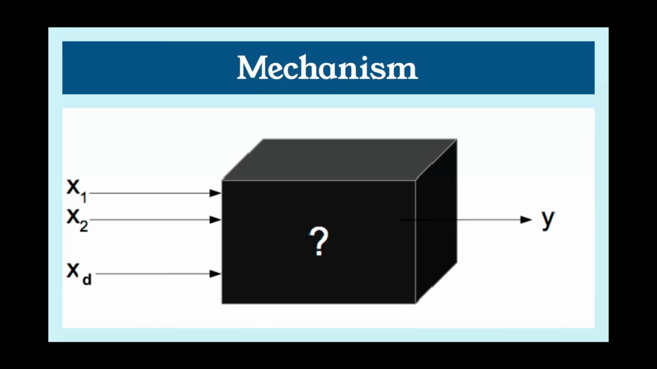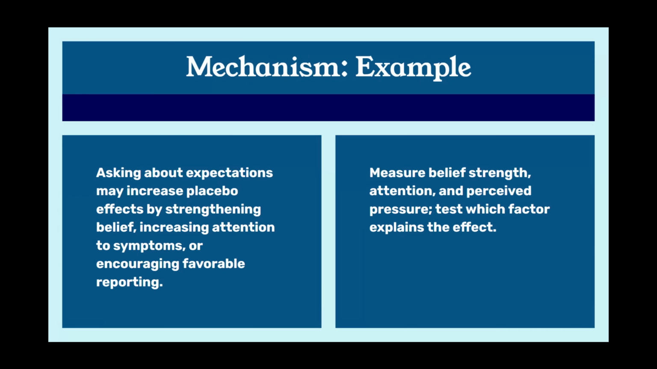Or is it because parks lower stress levels? If the literature hasn't tested these paths, then there's a mechanism gap. We know what's happening and we might even be able to establish causality, but it's more the question of how. Asking about expectations may increase placebo effects by strengthening belief, increasing attention to symptoms, or encouraging favorable reporting. You can combat this by measuring belief strength, attention, and perceived pressure, and testing which factor explains the effect. So taking a closer look at that black box and trying to figure out what's going on inside.